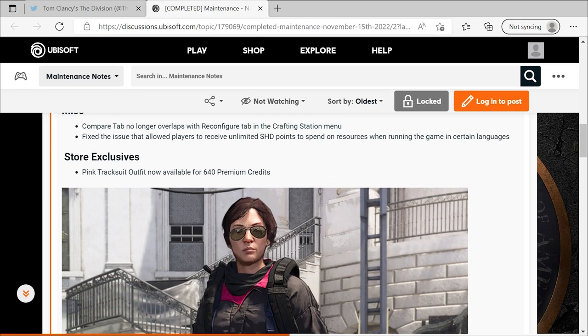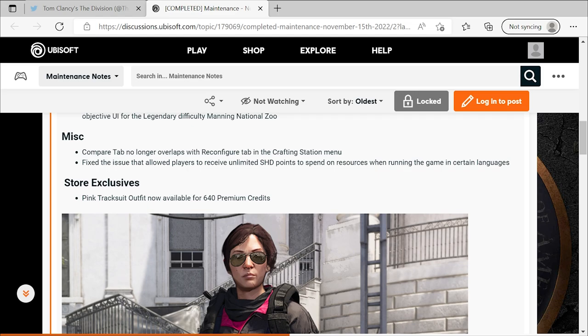A few miscellaneous ones here: the compare tab no longer overlaps with the reconfigure tab in the crafting station, and apparently there was an issue where you get unlimited SHD points to spend on resources when running the game in certain languages. I hadn't heard of that one myself. I think if people knew that was a thing, it would have been used a lot more.